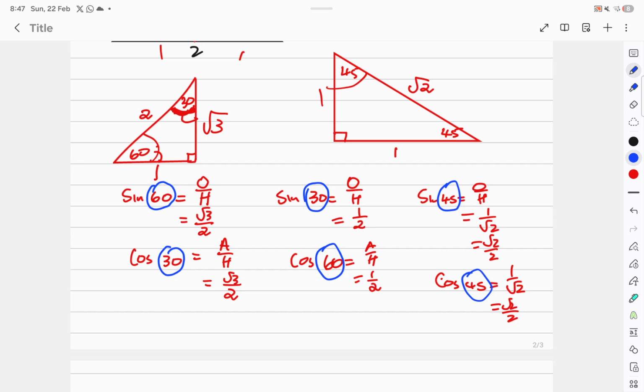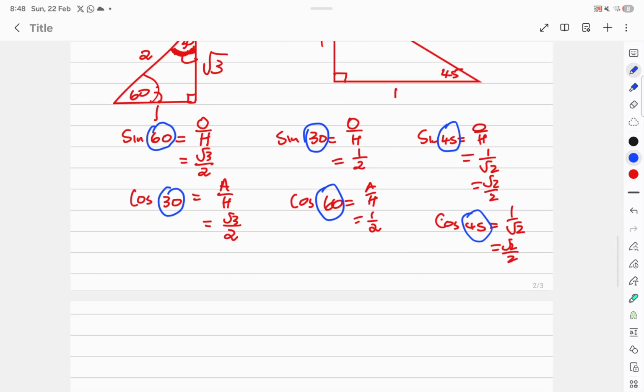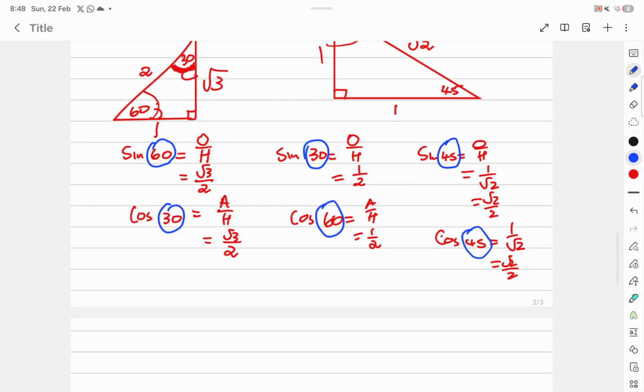Now, when we look at 60 plus 30 is 90, 30 plus 60 is 90, 45 plus 45 is 90. What does it say? It means those angles are complementary. So if two angles are complementary, one is the sine of 20, and then the other one is the cos of 70. It means they are equal. Meaning the sine of 10 degrees will be the same as the cos of 80.